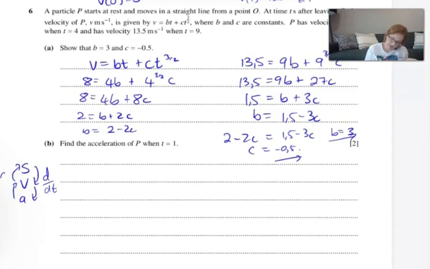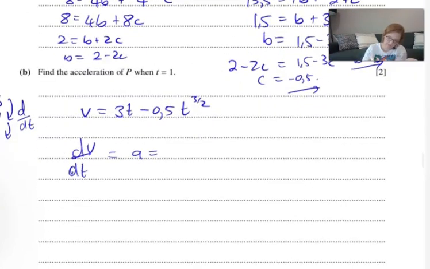Okay, so we've been given velocity. And once again here, if you weren't able to prove the stuff above, just use it. So 3t minus 0.5 t to the 3 over 2. That's my velocity. They want to know the acceleration when time is 1. If I want to go to acceleration, that is my change in velocity over change in time. So I need to differentiate, and that just becomes a half.